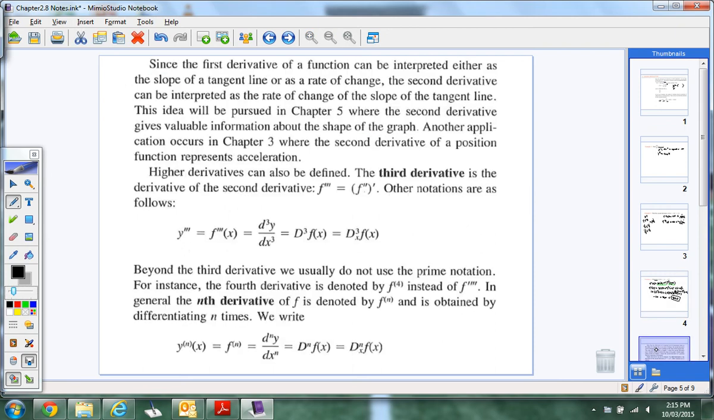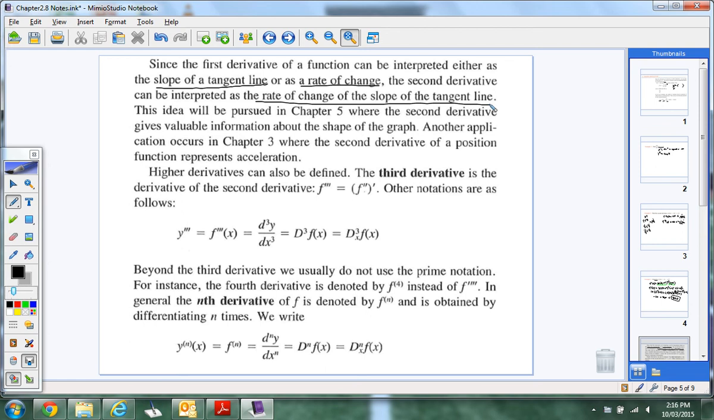Okay, all right. So the first derivative of a function can be interpreted as either the slope of a tangent line, so that's what I told you guys, slope of the tangent line, or as a rate of change. That's what we did too with the velocities and stuff. Okay, it could be either or. The second derivative can be interpreted as the rate of change of the slope.